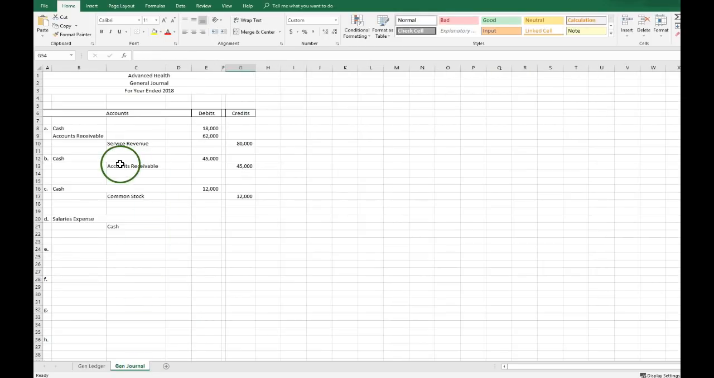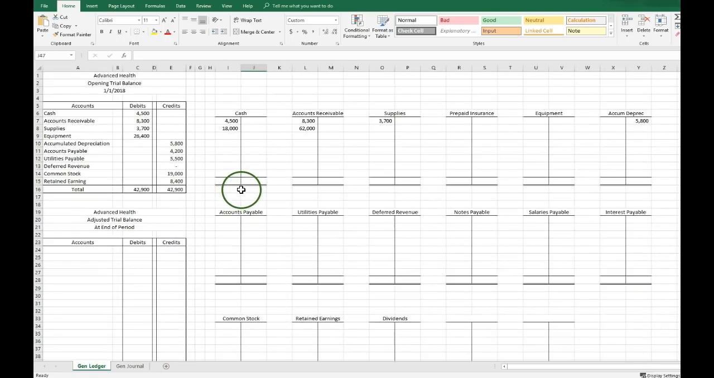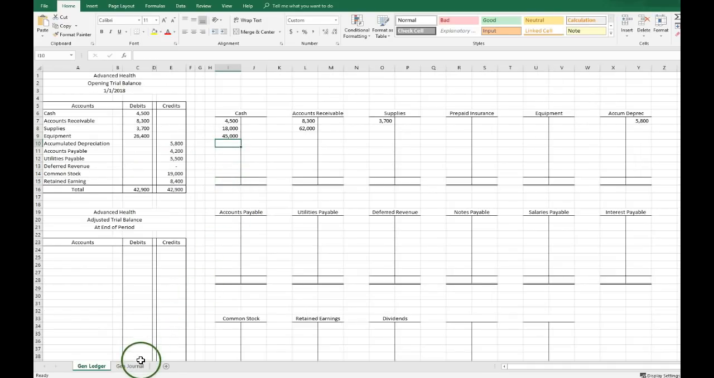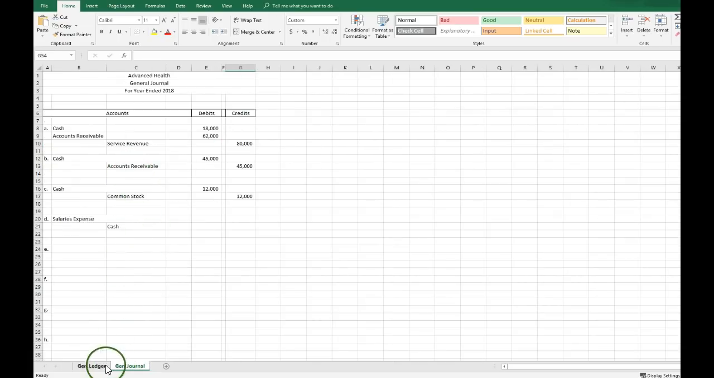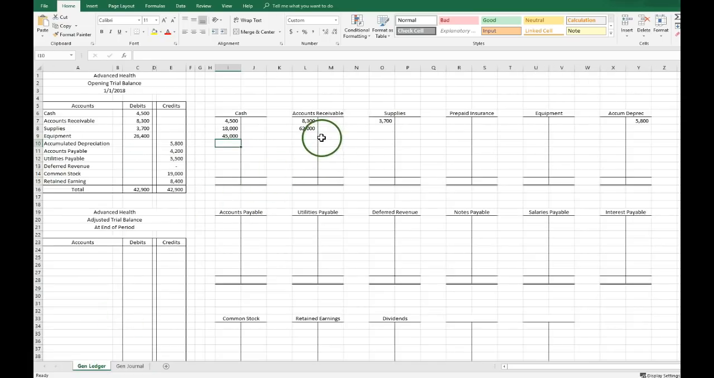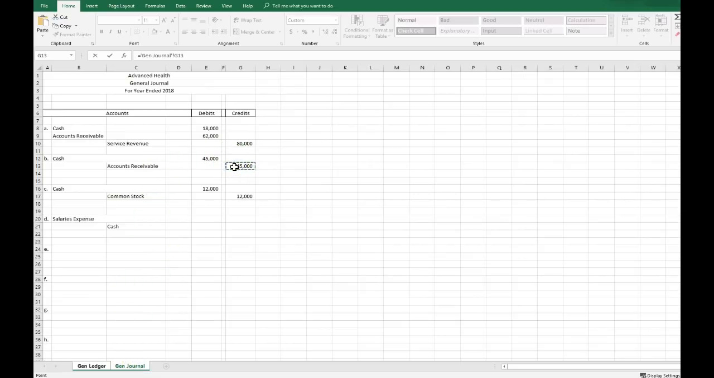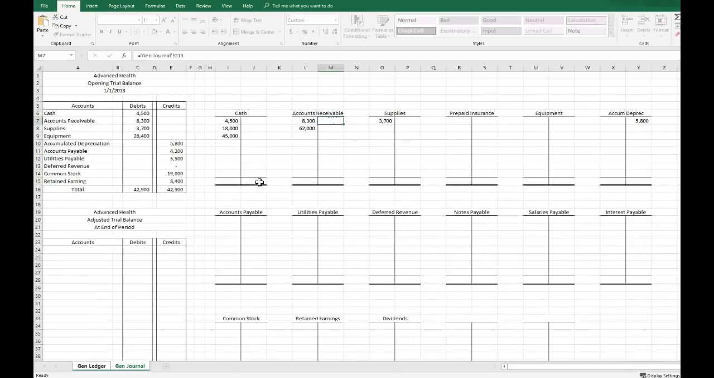Next entry, cash comes in, so we're going to increase cash $45,000. Go back to the cash account, click, equal sign, let's find the debit to cash, here it is, hit enter. The other part of the entry you can see was accounts receivable. Go back to the general ledger, accounts receivable, it's a decrease, a credit. So equal, journal, here's the credit to accounts receivable. Please try to keep your debits and credits correct. So hit enter, and there's the credit on the receivables side.